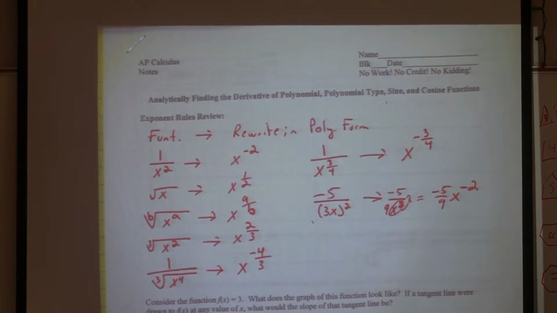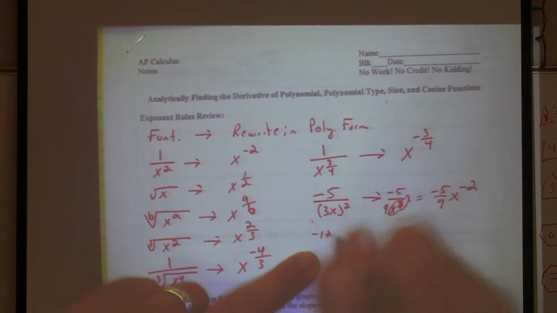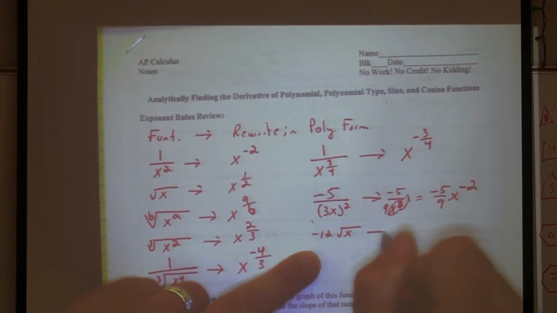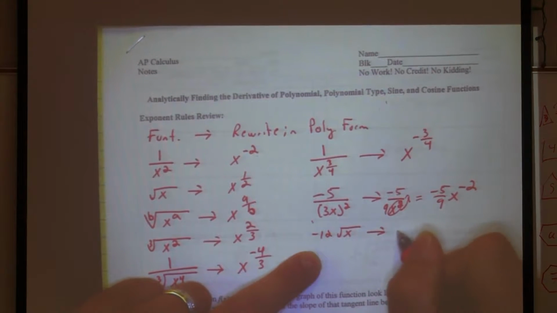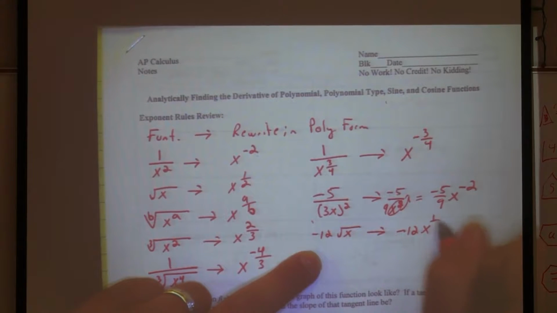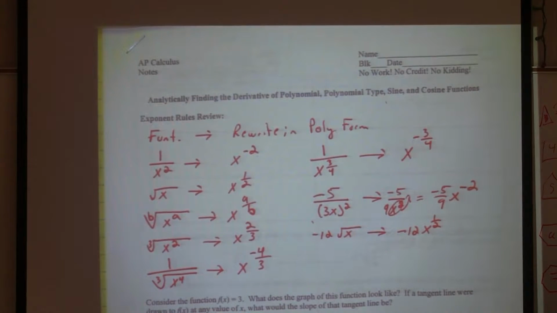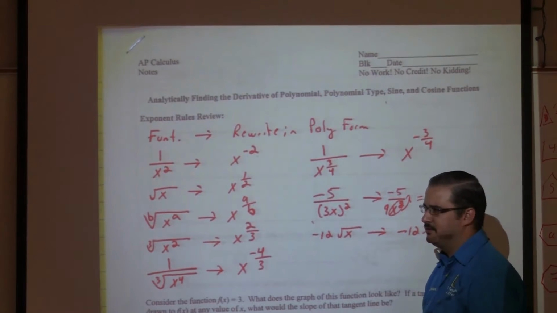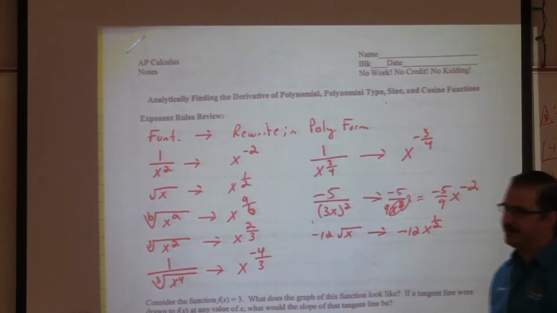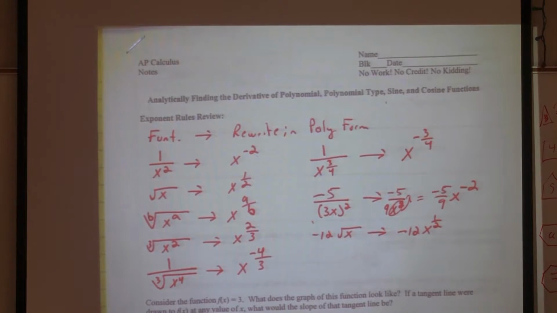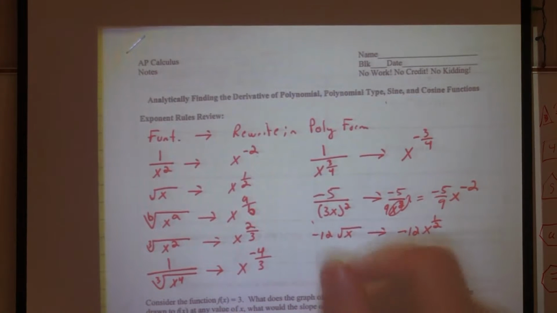Okay? One more. Negative 12 radical x. What would that become? To be in polynomial form. To the half. Good job, Caitlin. Excellent. So negative 12x to the half. Why to the half? Because the 2 is on the root even though it's not there. So that's a 1, right? 1 over 2. Good? Alright, let's try this one.